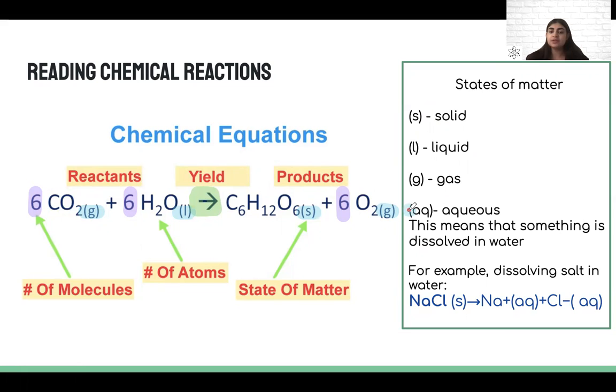Sometimes you'll also see this weird one, which is aq. That means aqueous. So that basically means that something is dissolved in water. For example, if we were to dissolve salt in water, we grab NaCl, which is table salt. We have this S here, which means that it's a solid. We put it in water, and then we get sodium ions, aqueous, because they're dissolved in water, and also aqueous chloride ions, again, also dissolved in water.